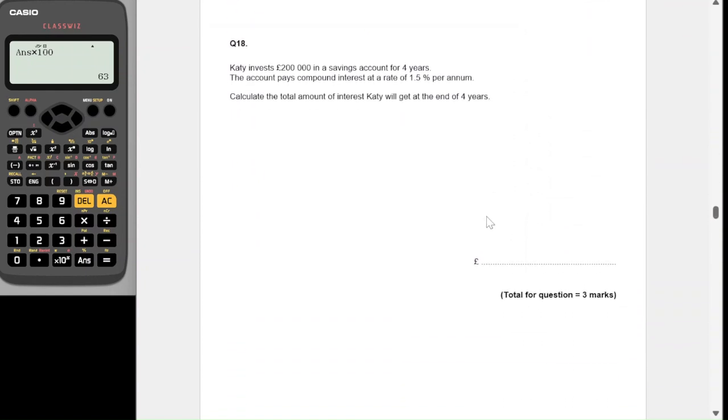Right, question 18. Katie invests £200,000 in a savings account for 4 years. The account pays a compound interest of 1.5% per annum. Calculate the amount of money at the end of the 4 years. So initial investment times by the interest rate as a decimal. I did the 0 by mistake. 1.015 to the power of the number of years.